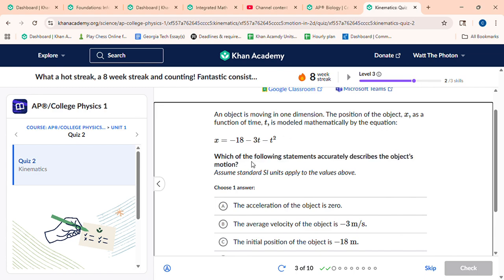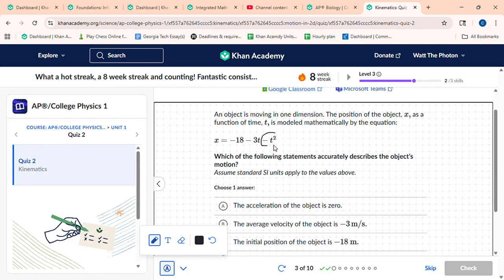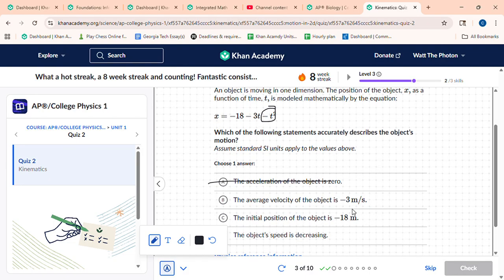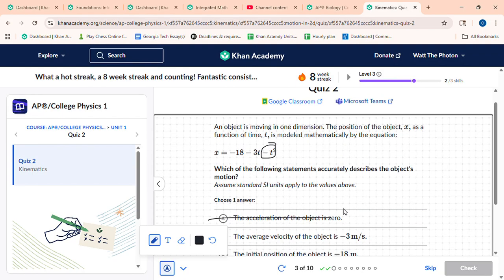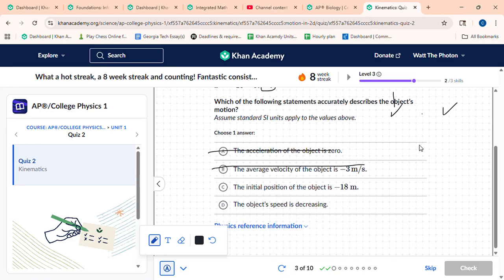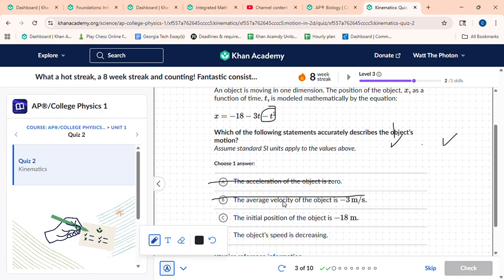Which of the following motions accurately depicts the object's motion? Assume standard SI units apply. So the position is x, a function of time. The acceleration is positive, so that's not true. The average velocity over what time interval? You can't say average unless you have a start and a finish. So that's wrong.